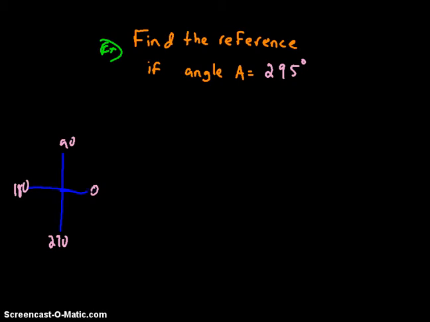So 295 degrees should definitely be in the fourth quadrant. So my initial side will be here. My terminal side will be down here. So this is 295 degrees. All right, so that's what that is. Make that look a little better.